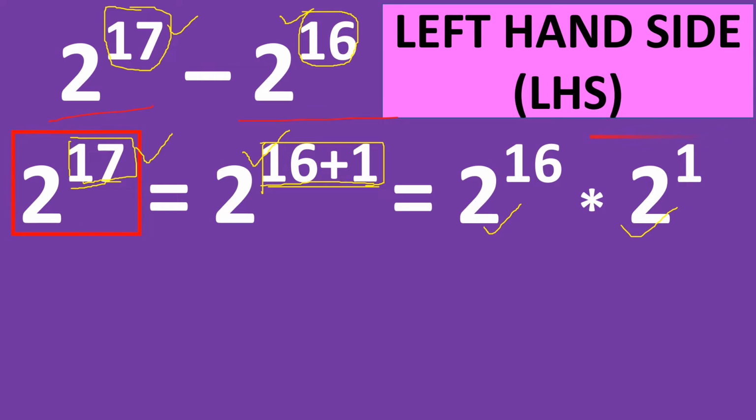So 2 raised to the power of 17 has now been re-expressed in a different form as 2 raised to the power of 16 times 2 raised to the power of 1. That is what we have on the left-hand side. 2 raised to the power of 17 is now broken down into 2 raised to the power of 16 times 2 raised to the power of 1.